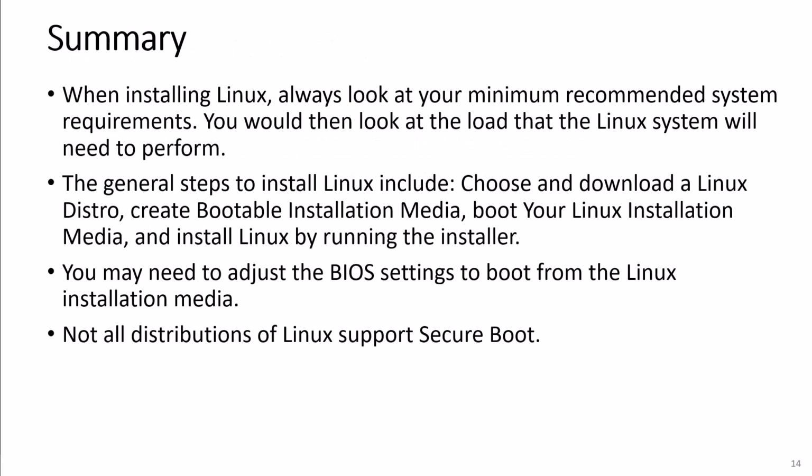In summary, when installing Linux, always look at the minimum recommended system requirements. You would then look at the load that the Linux system will need to perform. The general steps to install Linux include: choose and download a Linux distro, create bootable installation media, boot your Linux installation media, and install Linux by running the installer. You may need to adjust the BIOS settings to boot from the Linux installation media. Not all distributions of Linux support secure boot.